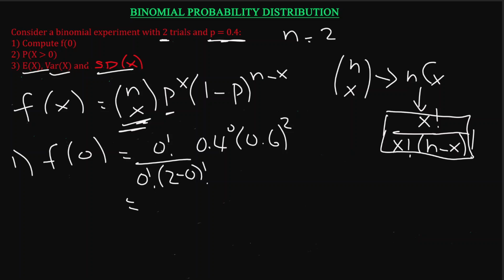Let's expand this. 0 factorial is 1, so the numerator is 2 factorial, and the denominator is 1 times 2 factorial, which is 2. 0.4 to the power 0 is 1, and you have 0.6 squared. If you do all of this calculation, you get 0.36. So that's the answer for the first question.